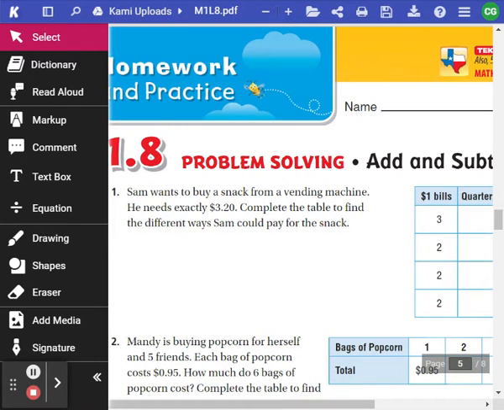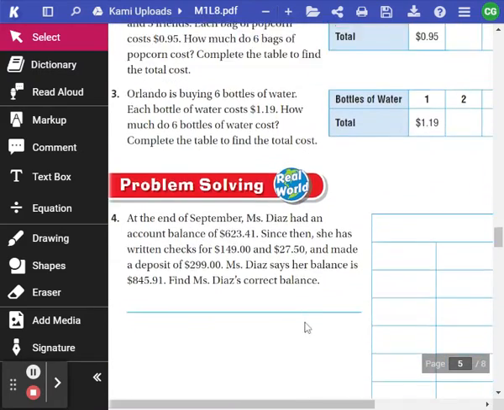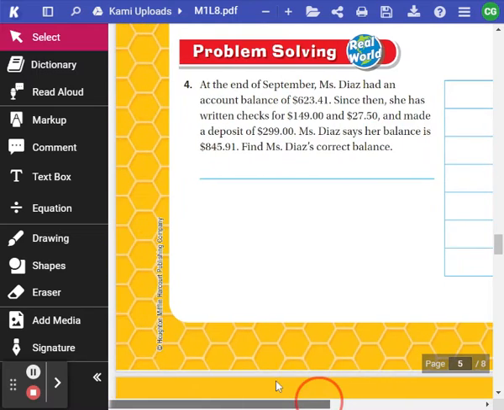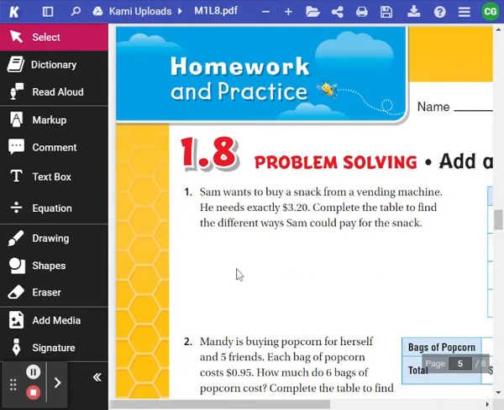Hey everybody. Okay, so for tonight's homework, you were doing 1.8, and that was on page 51 and 52. And there we go, right there. So let's look at the first question for tonight.